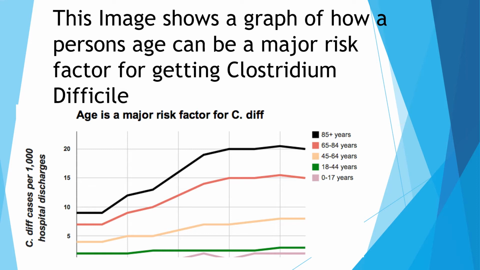The graph below shows and depicts how a person's age can be a major risk factor for getting the C. diff infection. The C. diff infection is found most common in patients who are 85 years or older. This picture is very cool to me.